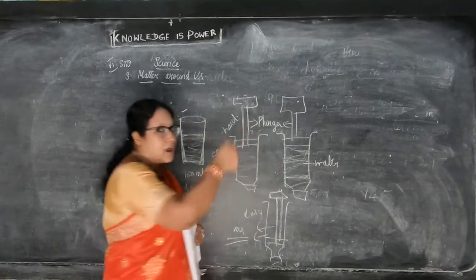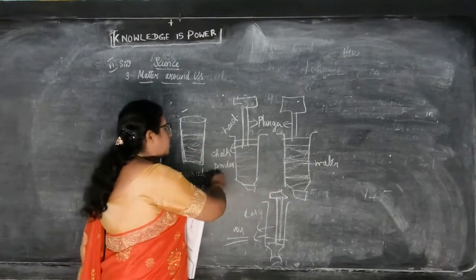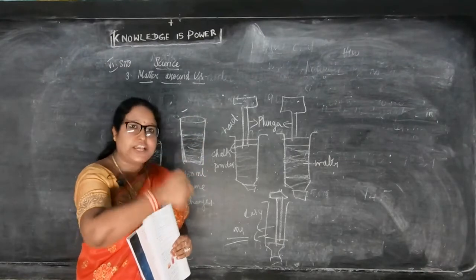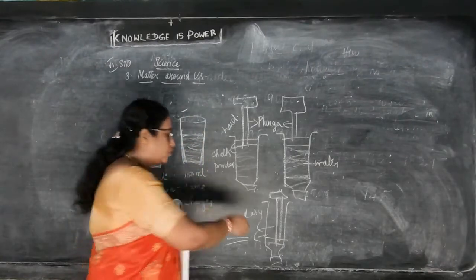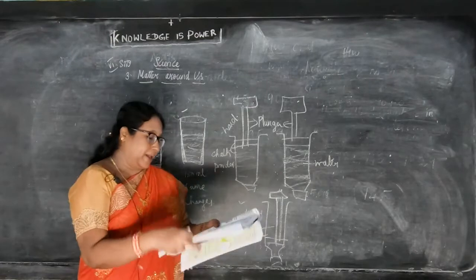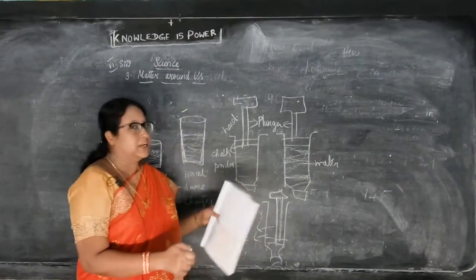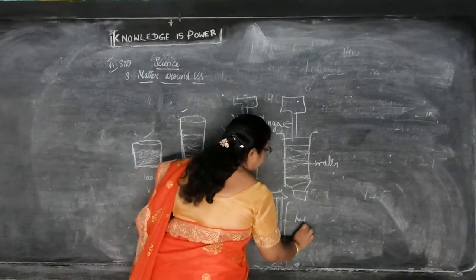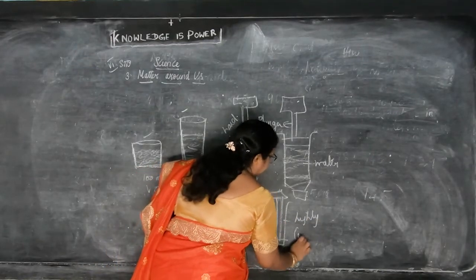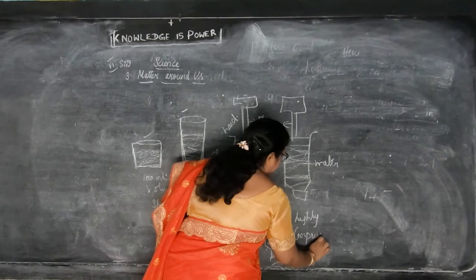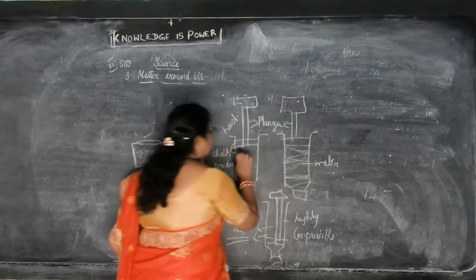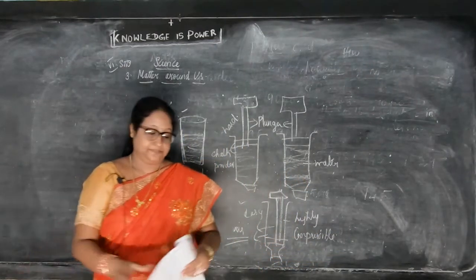Water is a little hard, and chalk powder you cannot even press. So it's very hard to press. So which is the easiest one? Gas. So gases are highly compressible compared to liquids and solids.